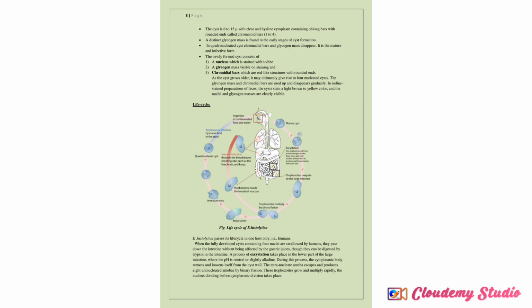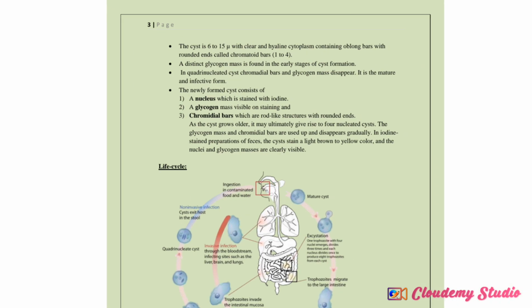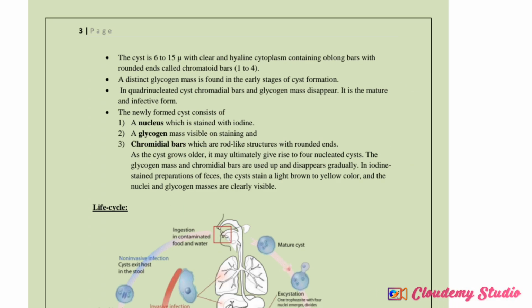So moving from there, the cyst is about 6 to 15 micrometer in diameter, and a distinct glycogen mass is found in the early stage of cyst formation. Are you getting me now? The newly formed cyst consists of three things: a nucleus, a glycogen mass, and chromatidal bars. You understand? So it consists of what? A nucleus, the glycogen mass, and a chromatidal bar.